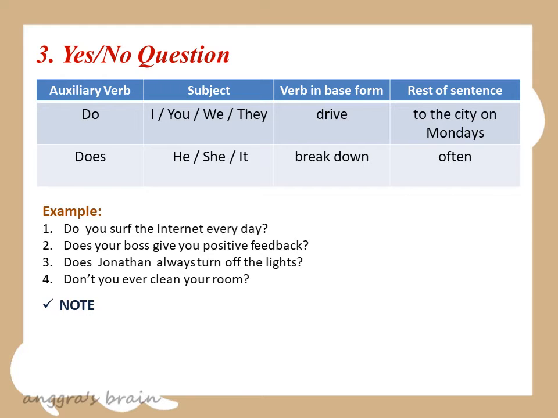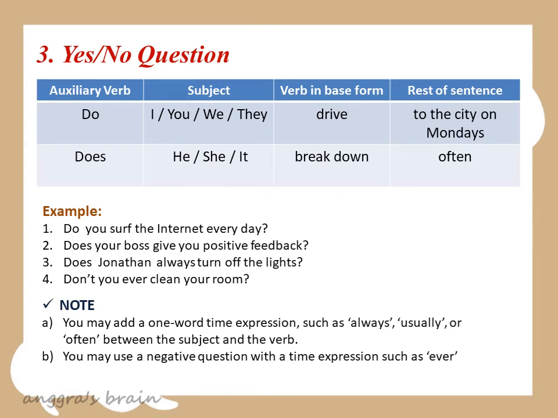In yes/no questions, I have two notes. A. You may add a one-word time expression such as always, usually, or often between the subject and the verb. B. You may use a negative question with a time expression such as ever.